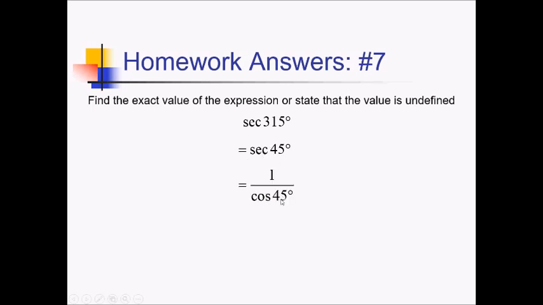Now I can rewrite this as 1 over cosine of 45 degrees. We know cosine of 45 degrees is radical 2 over 2. So this is 1 over that. And then we need the reciprocal of that, so that's going to be 2 over root 2. And if I multiply by root 2 over itself, I have 2 root 2 over 2. 2's are going to cancel, so we just have radical 2 when the dust settles on this one.